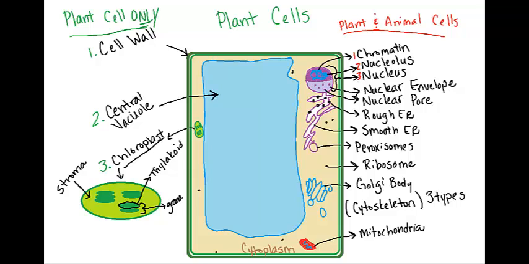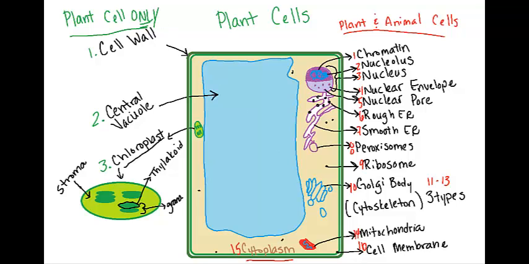The organelles that are found in both include the chromatin, nucleus, nucleolus, nuclear envelope, nuclear pore, rough ER, smooth ER, the peroxisomes, the ribosomes, the Golgi body, the cytoskeleton, all 3 types of it, and also the mitochondria, and the cytoplasm. Please don't forget the cytoplasm. And apparently I decided not to label the cell membrane in this diagram. And yes, it is an organelle, and it is found in both plant cells, animal cells, and prokaryotic cells. This is a list you should be very familiar with.